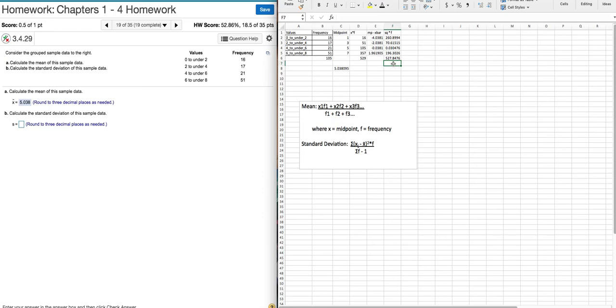So the denominator is the sum of the frequencies minus 1. So we have the sum of the frequencies here. So this is just sum of frequencies minus 1. Okay, and the next step is we need to actually do the division operation here. So we're going to take the numerator divided by the denominator.